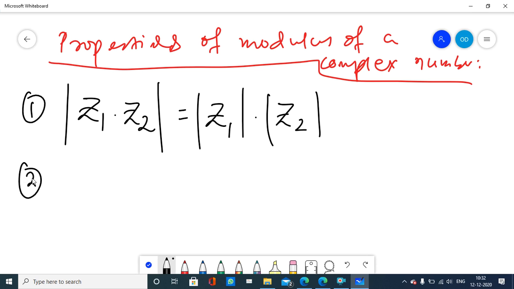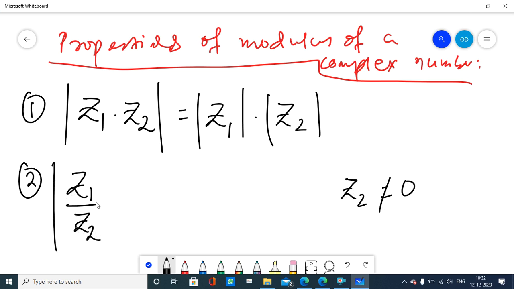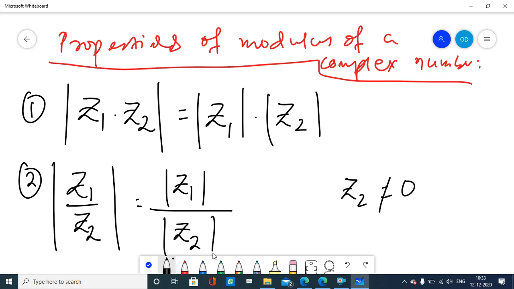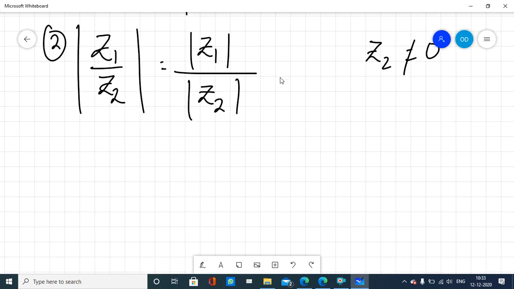Clear? Now the second property. If Z1 and Z2 are two complex numbers, and Z2 is not equal to 0, because you know that if the denominator is equal to 0, then the entire fraction is meaningless. So the modulus of Z1 by Z2: first divide Z1 by Z2, find its modulus. It is the same as dividing the modulus of the numerator by the modulus of the denominator.